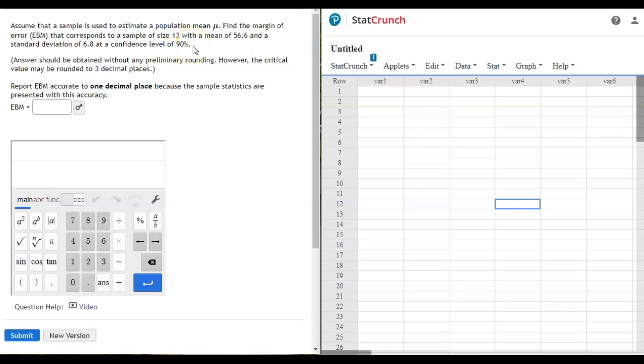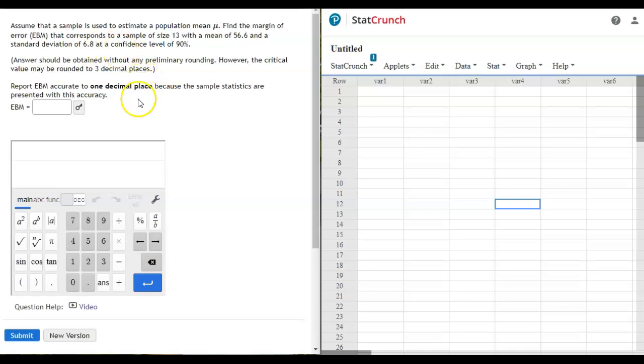In this case, what you always want to do is write down all the statistics that it gives you. We've got n equals 13, that's our sample size. Out of those 13, the mean is 56.6, so that's your X bar, and that sample has a standard deviation of 6.8. Because it gives us the sample standard deviation and not the population standard deviation, we're going to have to use the student t distribution to find our critical value for our formula.